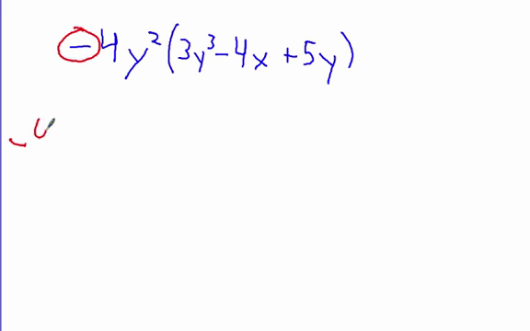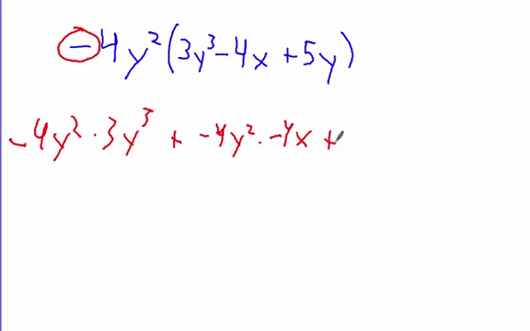We get negative 4y squared times 3y cubed. Now I'm going to write this as negative 4x. So I'm going to say this is plus negative 4y squared times negative 4x plus negative 4y squared times 5y. Go and do our multiplying.